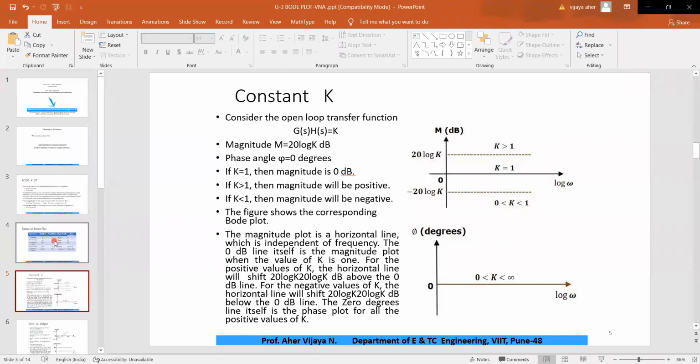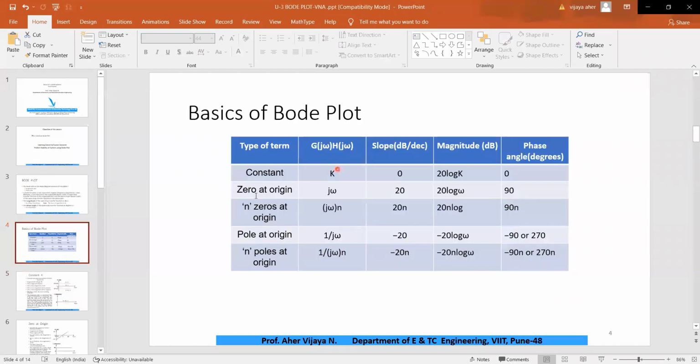Now, starting with constant. आता हे मी जे तुम्हाला सांगितलंय ना, starting with constant, 0 at origin, I am going to draw BODE plot for this. All these components, all these terms. So first I will take constant, then I will take 0 at origin, then n zeros at origin, then pole at origin, then n poles at origin.